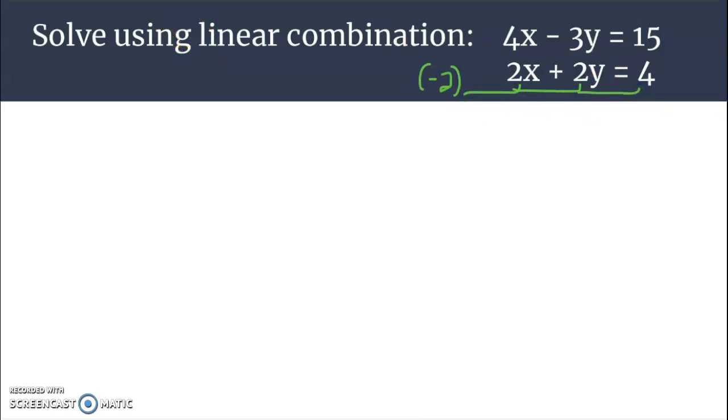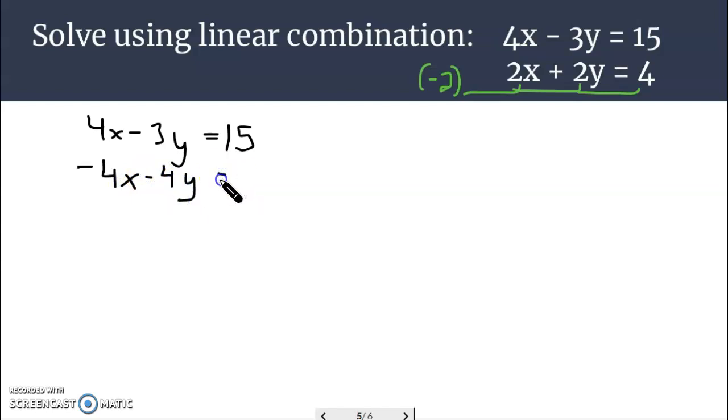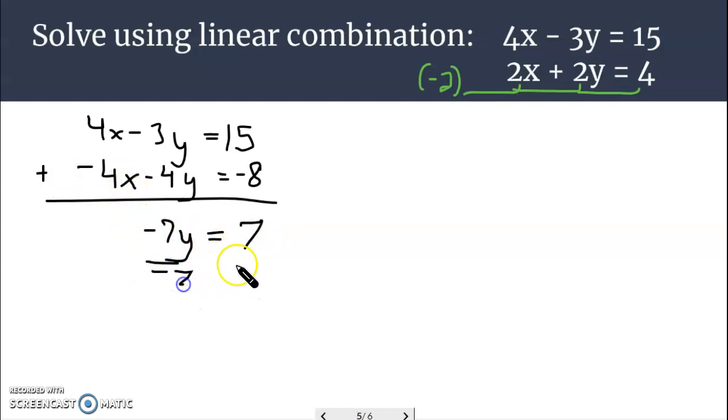Alright, rewriting the first equation, we have 4x minus 3y equals 15. Nothing's altered there. And 2x plus 2y equals 4. Everything multiplied by a negative 2: negative 4x, negative 4y, negative 8. Add these two together, the x's cancel out, we get negative 7y equals 7, because 15 minus 8 is 7. We'll divide both sides by negative 7, and we'll get y equals negative 1.